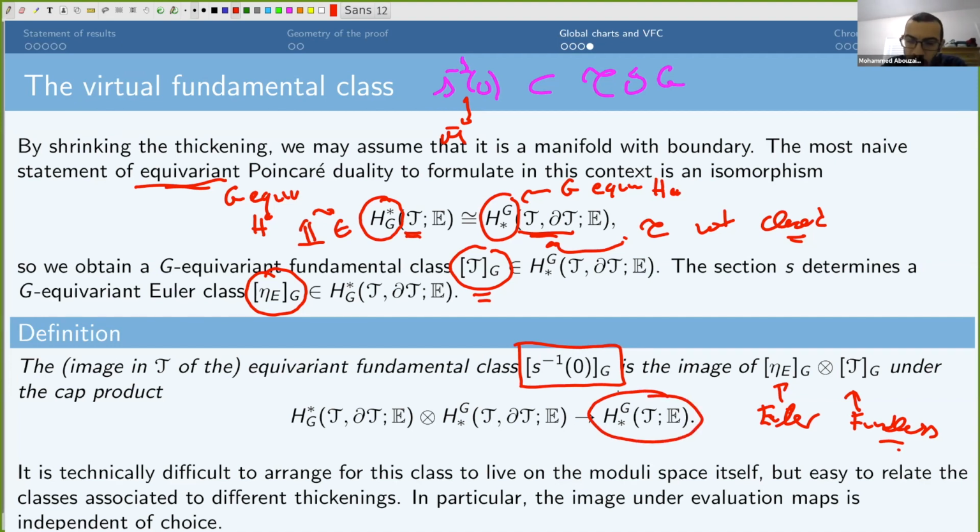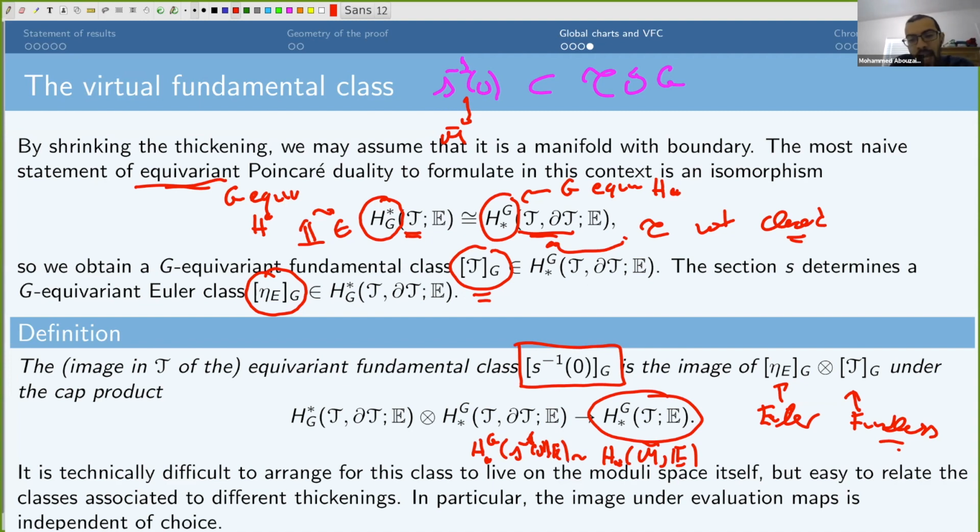and the cap product takes value in the G-equivariant homology of the thickening. So when I gave the sketch, I suggested that we wanted instead to have something in the homology of M bar, and this homology of M bar is comparable to the G-equivariant homology of S inverse of 0.